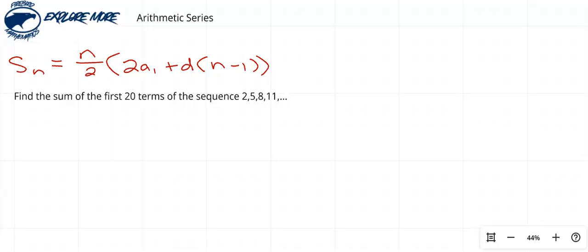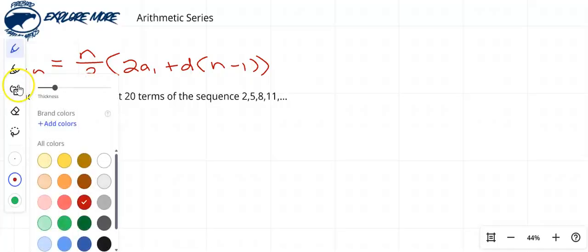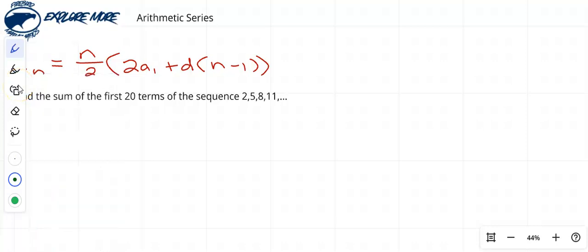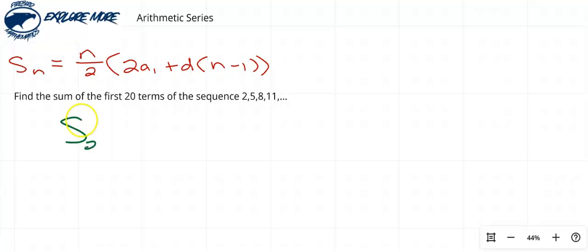Okay, so here's the first example I want to look at. It says find the sum of the first 20 terms of the sequence 2, 5, 8, 11, and so on. So we're trying to find the sum, so this is a series problem. We're going to use the formula that we have written down here. What do we need? We need the number of terms, so our notation would be S with a subscript of 20. We're trying to find the first 20 terms.